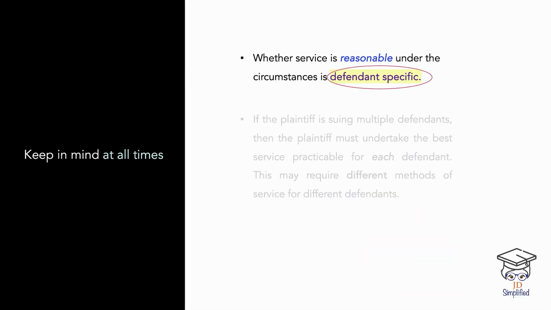Now, let me talk about defendant specific for one more minute. Service of process being considered reasonable under the circumstances is defendant specific because it depends on the individual defendant's situation. And this includes their location, accessibility, and any unique circumstances that might affect how they can be properly notified of a lawsuit. Meaning the method of service that is reasonable for one defendant might not be reasonable for another.